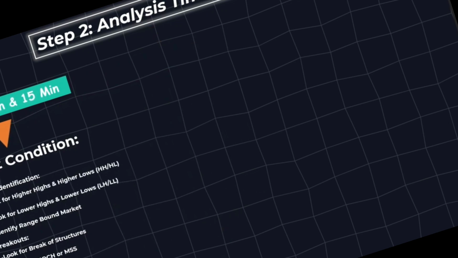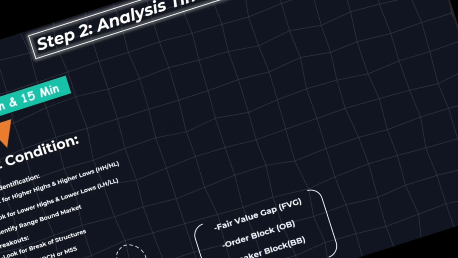These PD arrays could be a fair value gap, an order block, a breaker block, or a mitigation block. But at this stage, the most important ones are order blocks and fair value gaps.